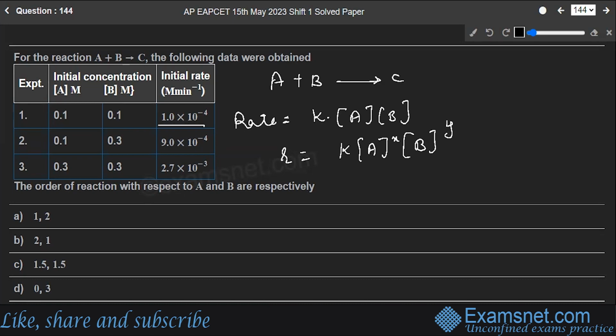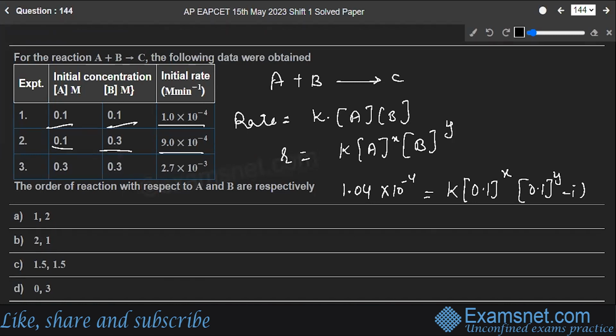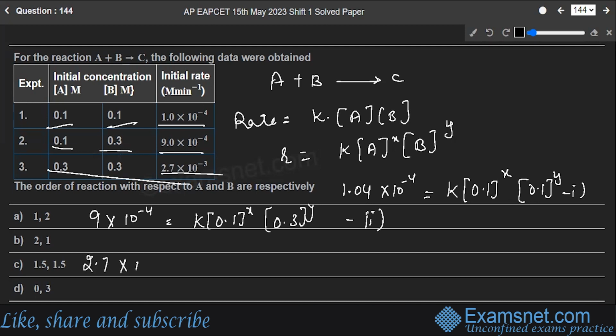This is given to you as, in the first one, 1.04 into 10 power minus 3 is equal to K into 0.1 power x, 0.1 power y. Let's say this is equation 1. Now let's go for the second one. For the second one, you have 9 into 10 power minus 4 is equal to K into 0.1 power x, 0.3 power y. Let's say this is second. And the third one is 2.7 into 10 power minus 3 is equal to K into 0.3 power x, 0.3 power y. Let's say this is third equation.